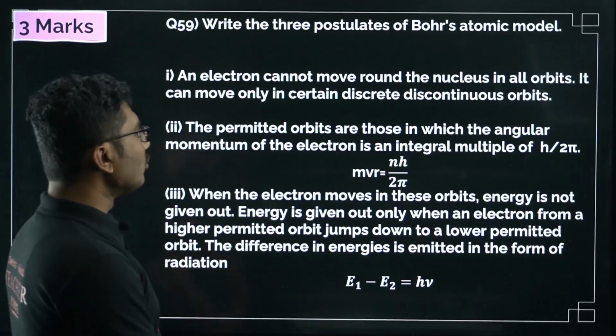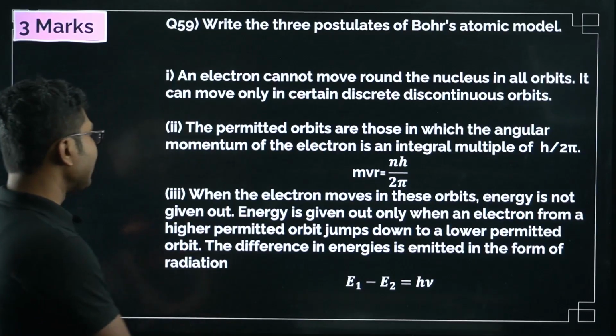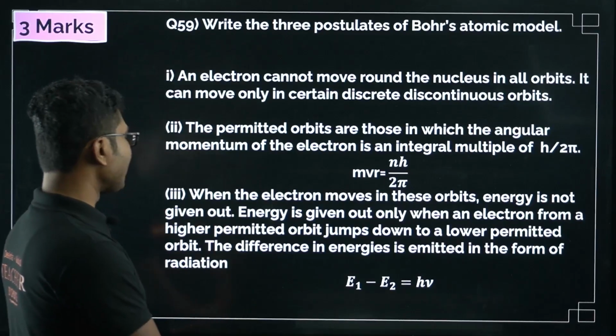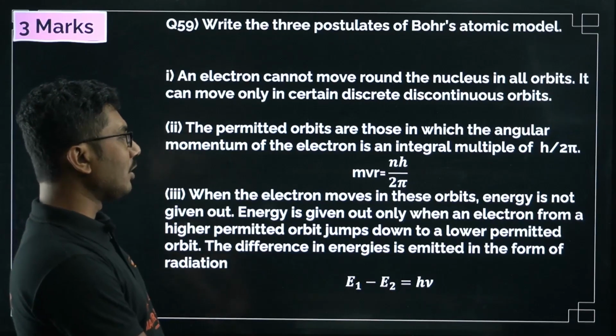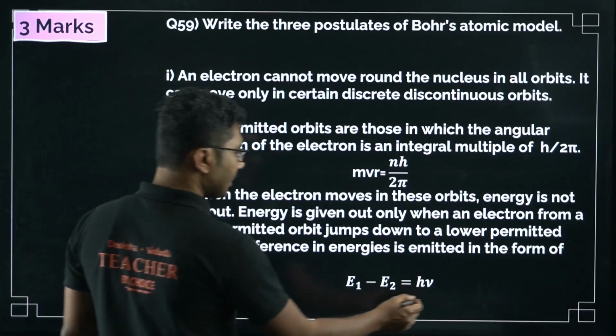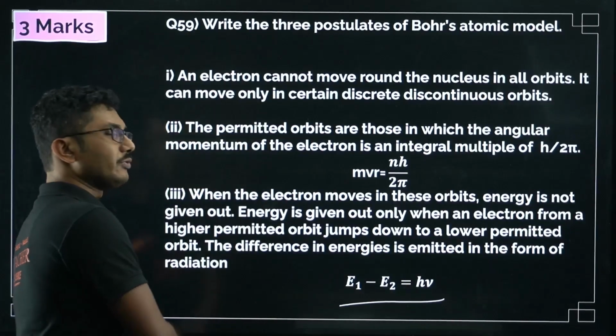When the electron moves in these orbits, energy is not given out. Energy is given out only when an electron from a higher permitted orbit jumps down to a lower permitted orbit. The difference in the energy is emitted in the form of radiation. E1 minus E2 equals h nu.